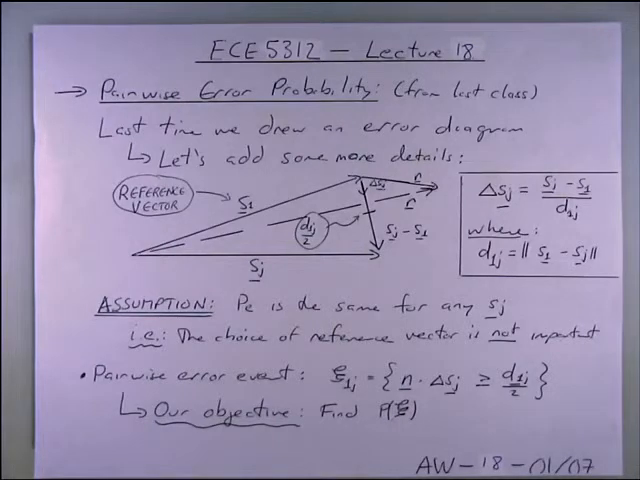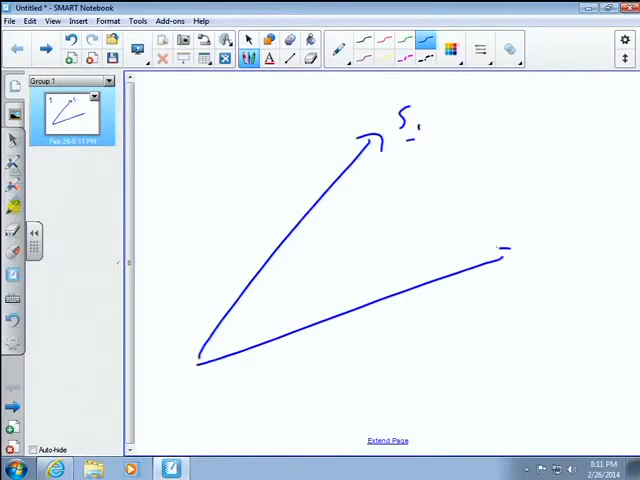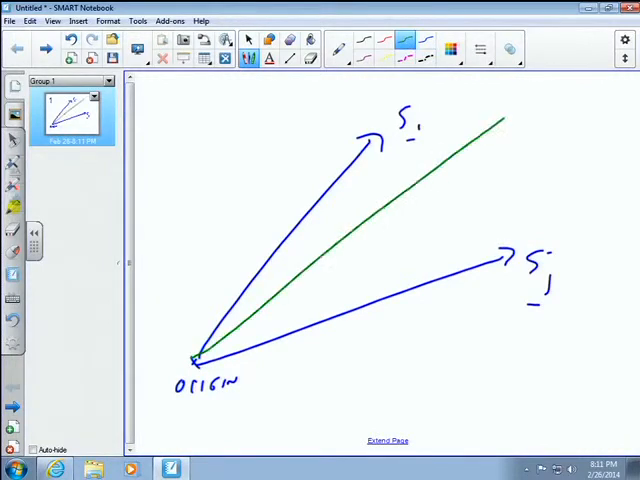I know you guys can't see. So what we'll do is the following. Let's say that's S1, that's SJ, that's the origin. Okay. And what happens is, just as mentioned before, we receive a vector R, and we assume that S1 is transmitted.